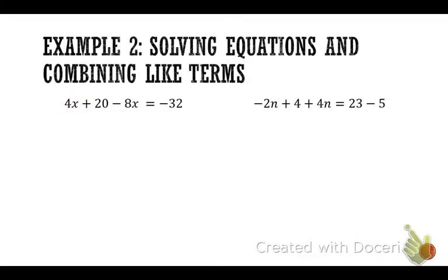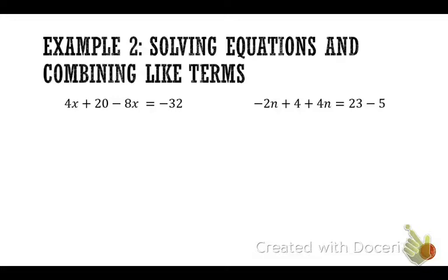Just taking it another step. Okay, we are going to do the second one. I'm going to save the 4x plus 20 for tomorrow. Let's do this one over here. Negative 2n plus 4 plus 4n equals 23 minus 5. All right, I want to see if you can combine your like terms and get to step 2. I'm just going to give you about 20 seconds to see if you can get to step 2.